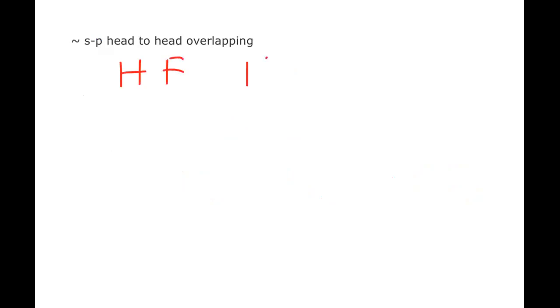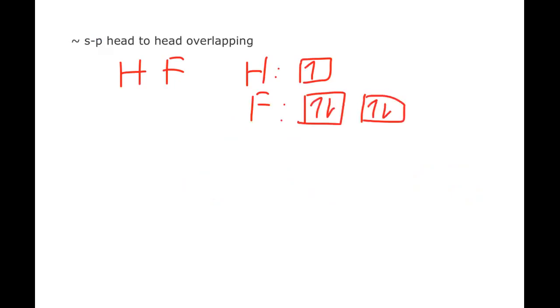Hydrogen's configuration was 1s1, and fluorine's configuration is 1s2, 2s2, and 2p5, so there are 9 electrons. Now we can see over here that fluorine's empty orbital is a p orbital, and that is the pz orbital.